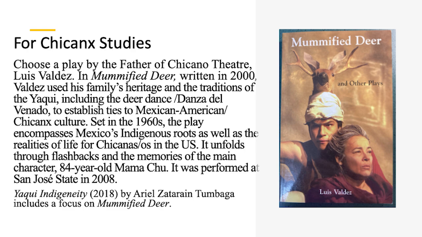Mummified Deer begins in San Diego, California in 1969, a key moment for the Chicano movement, with Mama Chu, the main character, in a hospital bed. This complex drama is revealed through the memories and flashbacks of 84-year-old Mama Chu, Jesus Maria Flores. Remember that Chuy is the nickname for Jesus in Spanish. Mama Chu is Yaqui, and her long life has encompassed distinctive moments in Mexican history.